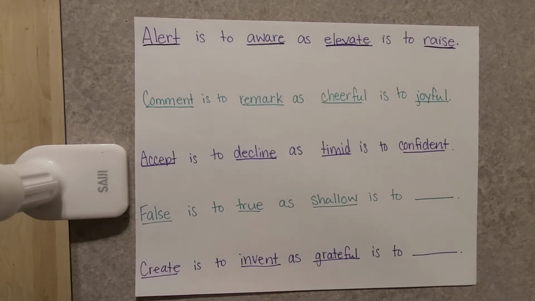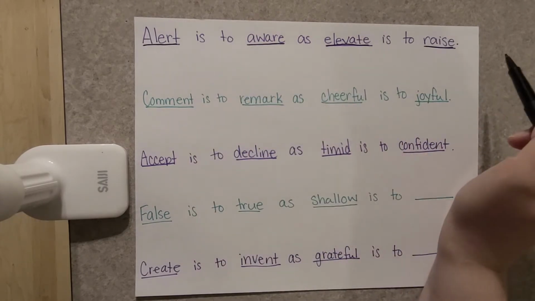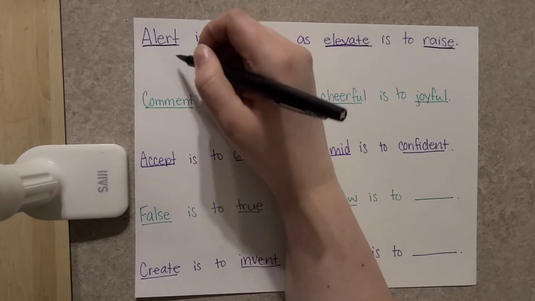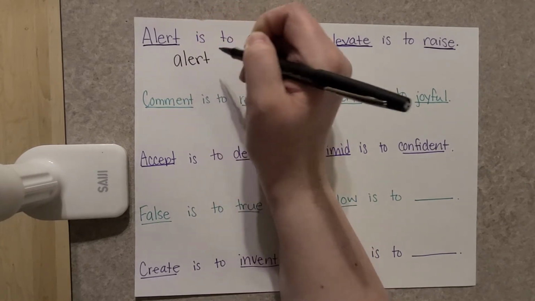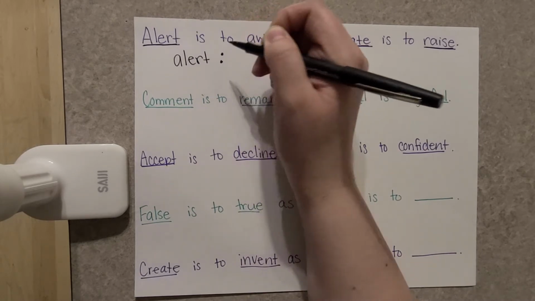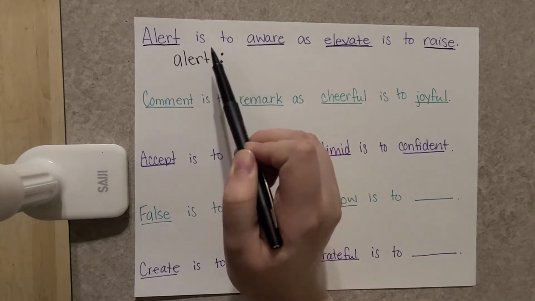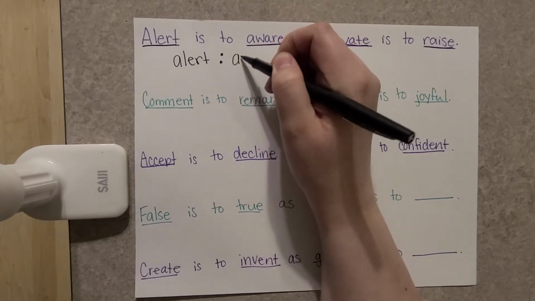So how you would write it as a formal analogy, you wouldn't write it as a statement. You would write alert, and then this colon right here represents the is to part of this statement. So we need to write aware.